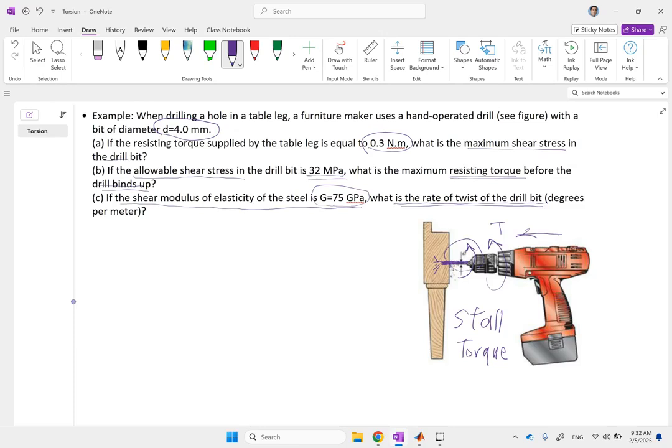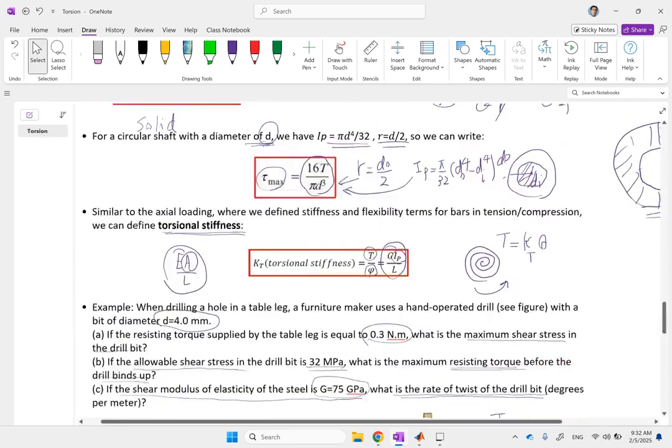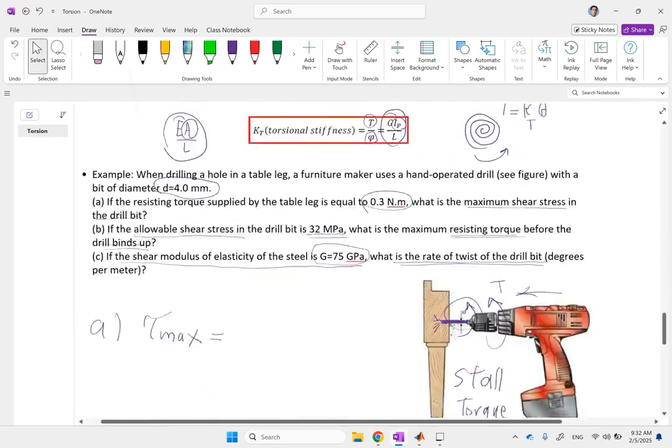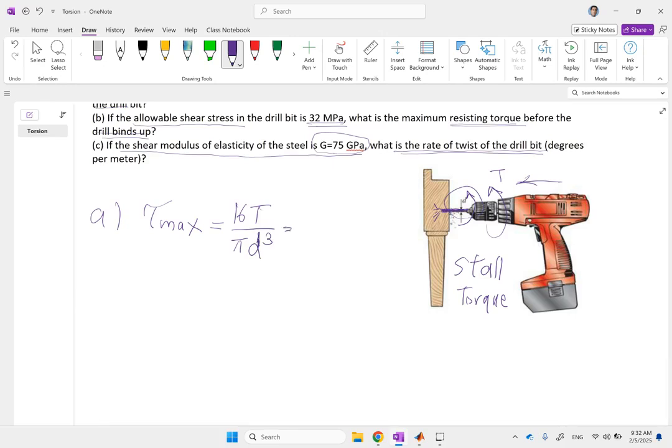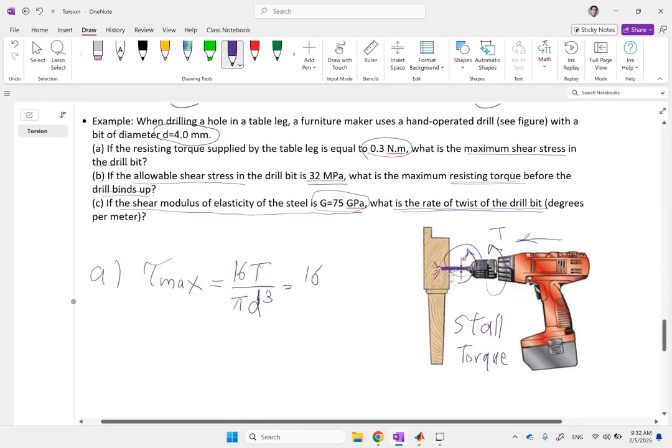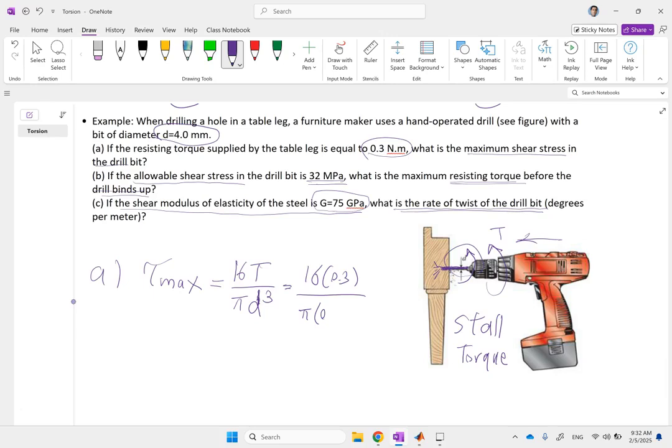Now remember, for part A, we have the formula that we just derived for a solid shaft. We found that tau max is 16T over pi d cubed. So we are going to use that. So we have all the numbers, right? That is 16, that is 0.3, this is pi, and the diameter should be converted to meters. So it's 0.004 meters cubed, and you can get your maximum shear stress in Pascal. Okay, or if you leave it in millimeters, that is going to be megapascal.